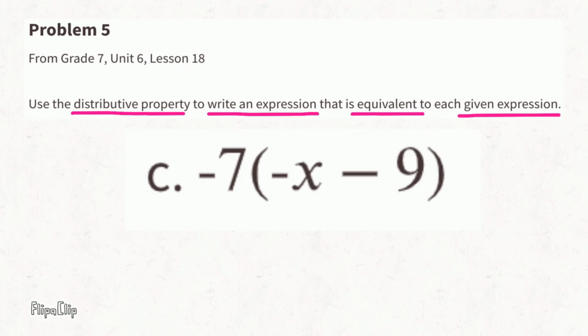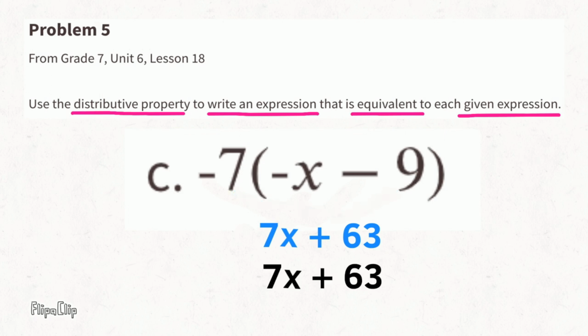C. Negative 7 times negative x minus 9. This one can be a little tricky because we're multiplying a negative times a negative, and a negative times a negative is a positive, or the opposite of a negative is a positive. 7 times x is 7x. Again, we have a negative times a negative, or the opposite of a negative is a positive. 7 times 9 is 63. And again, we're down to two terms, but these two terms are not like terms, so we'll keep them separate.